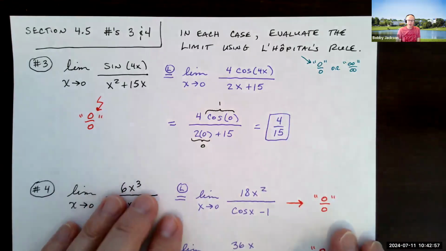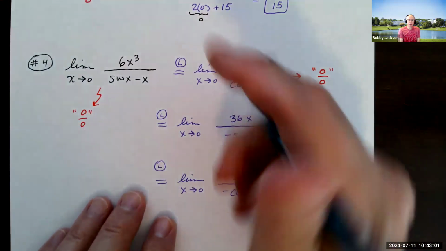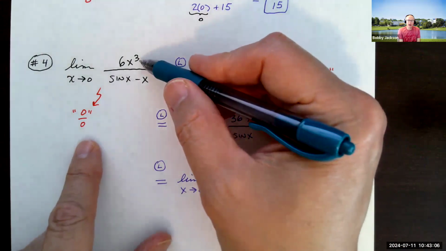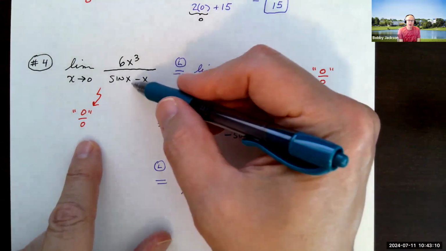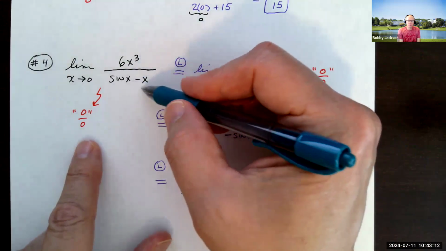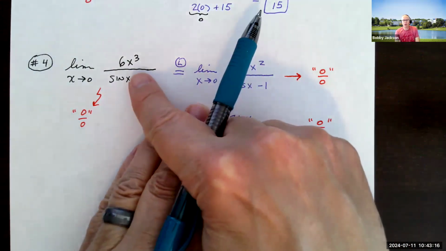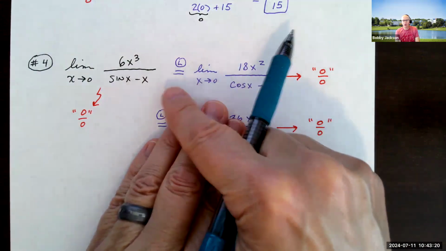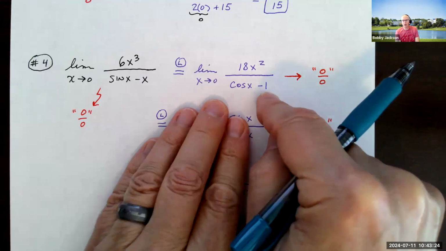Let's take a look at number 4. Same thing. Here I plug in x equals 0, and clearly I get 0 over 0 again. Remember, sine of 0 is 0. And so L'Hopital's rule may be applied. When I do that, of course, the derivative of the top is pretty easy. Bring the 3 down, I get 18x squared by the power rule. Derivative of sine of x is cosine of x. Derivative of x is 1.